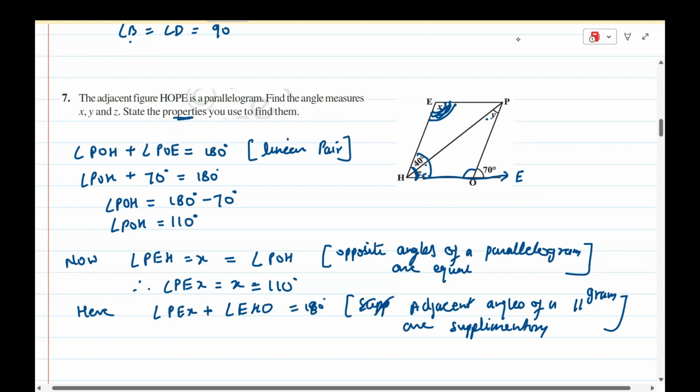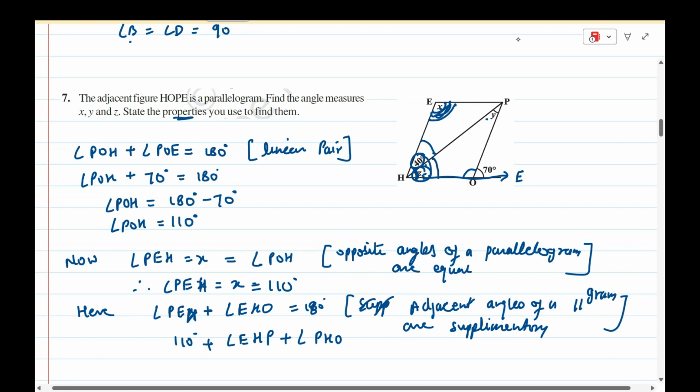So from here, PEX, why PEX? It's PEH, right? Sometimes even I can make mistakes. PEH is 110 degrees. EHO contains two angles, that is 40 and Z. So EHO, I can break it into EHP. EHP, that is this angle, plus angle PHO.